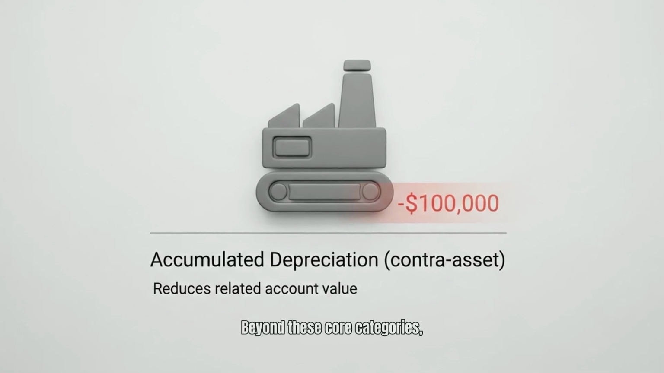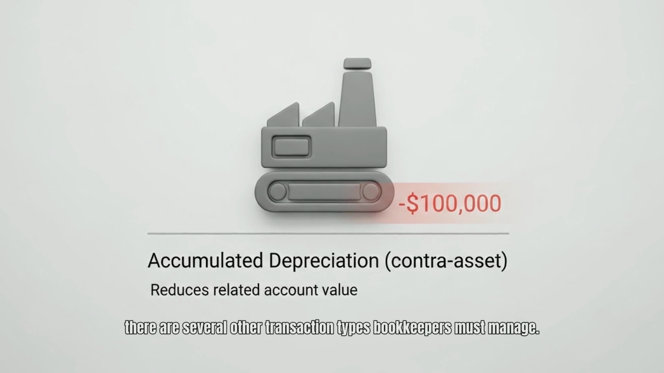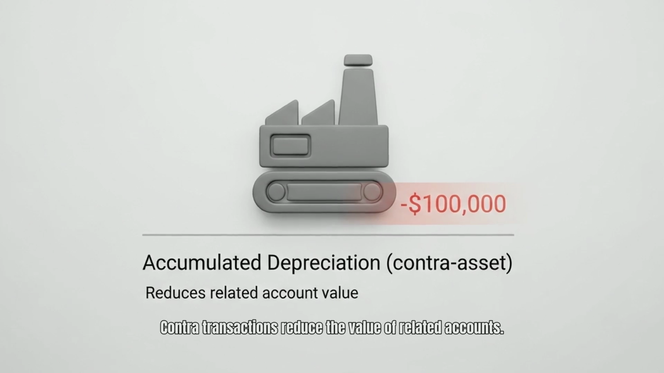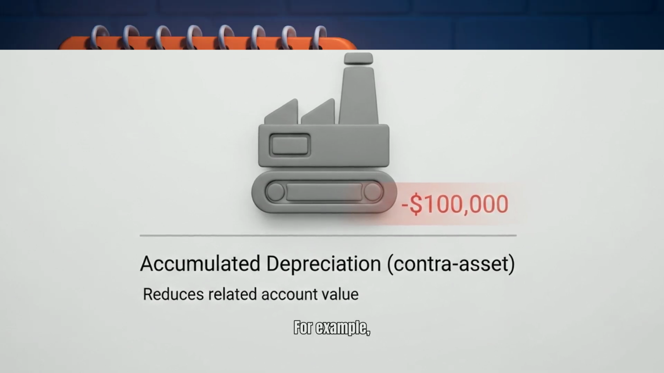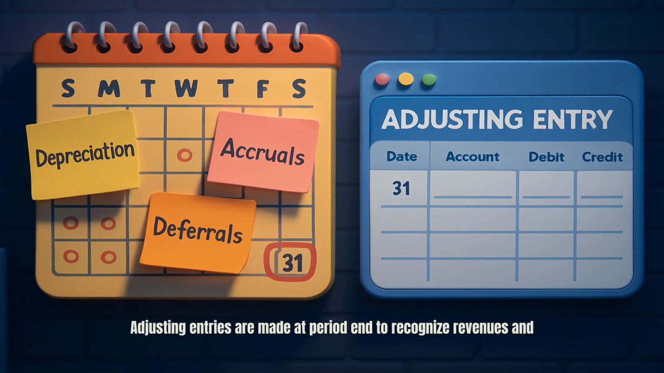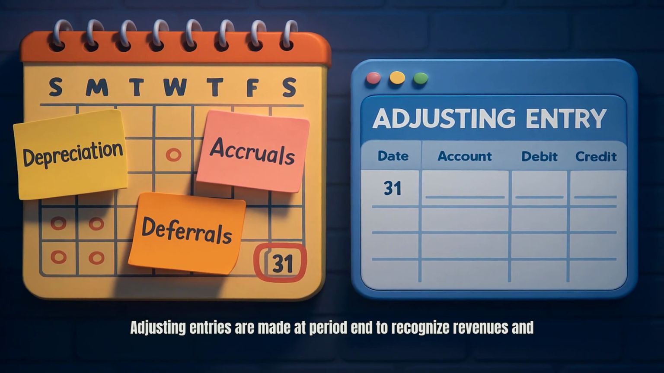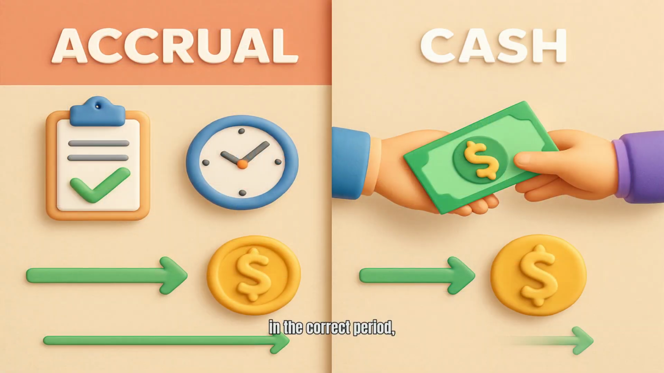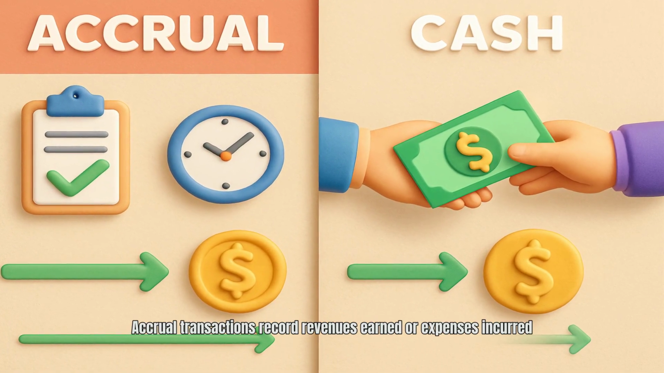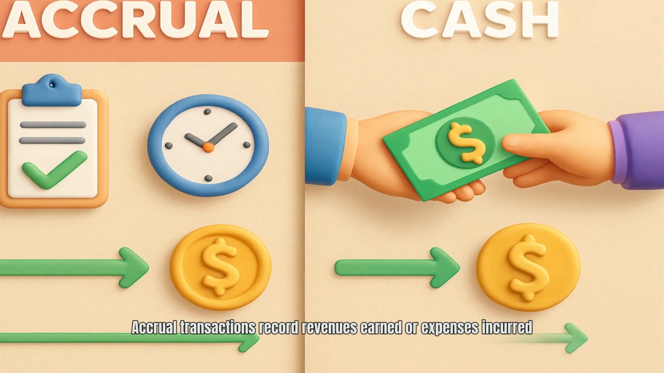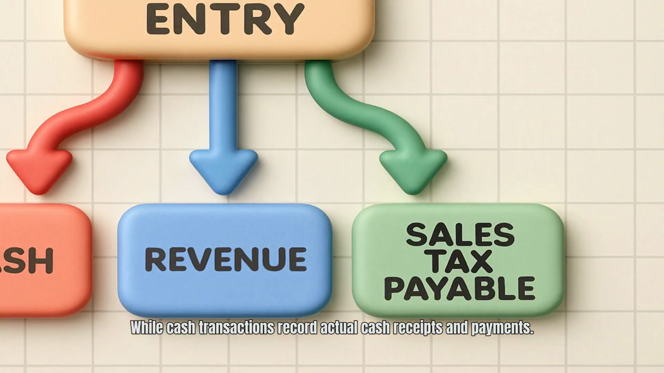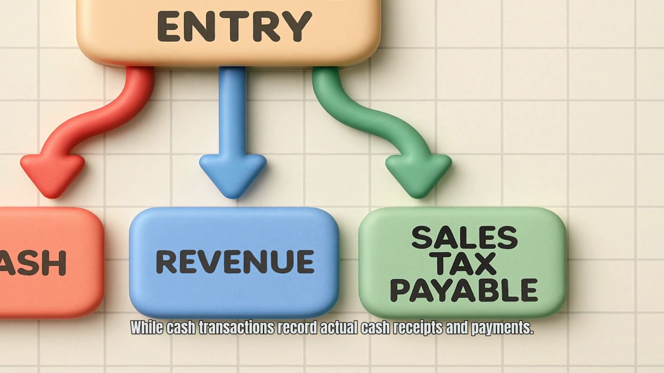Beyond these core categories, there are several other transaction types bookkeepers must manage. Contra transactions reduce the value of related accounts. For example, accumulated depreciation reduces the book value of assets. Adjusting entries are made at period end to recognize revenues and expenses in the correct period, including depreciation, accruals, and deferrals. Accrual transactions record revenues earned or expenses incurred before cash changes hands, while cash transactions record actual cash receipts and payments.